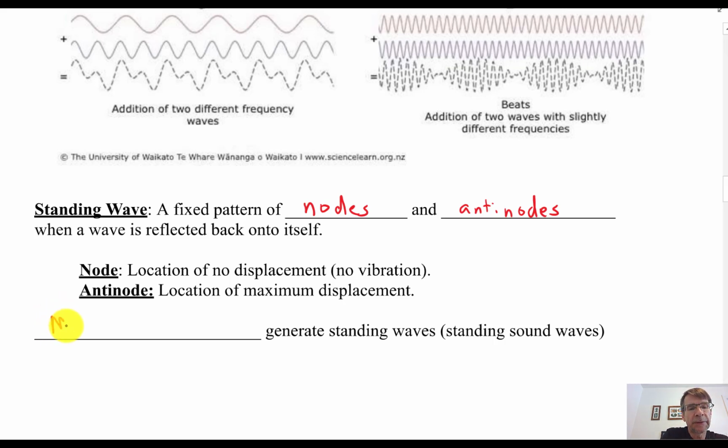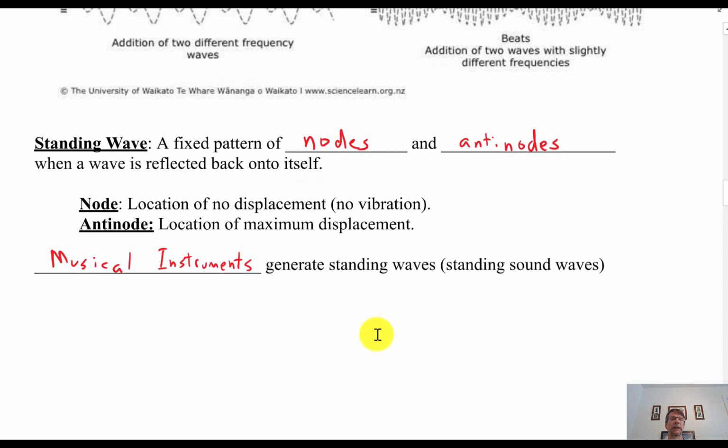Basically, musical instruments of all kinds generate standing waves. This is the basic principle of musical instruments. They generate standing waves of a sound, nodes and antinodes. So I'm going to try to show you a little video here and then talk about standing waves so you can see the visual. Let me see if I can do that.